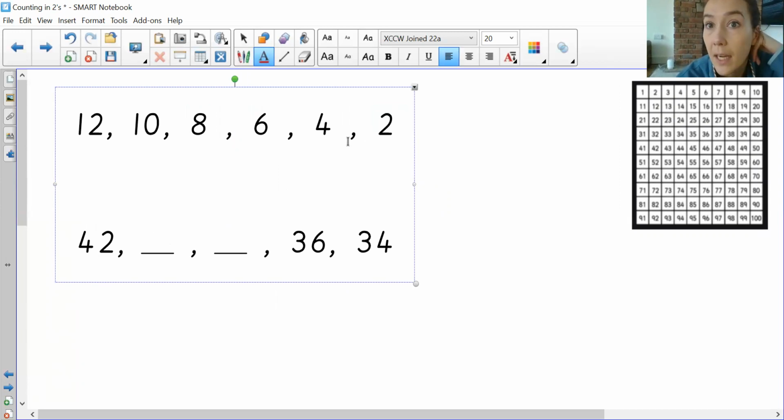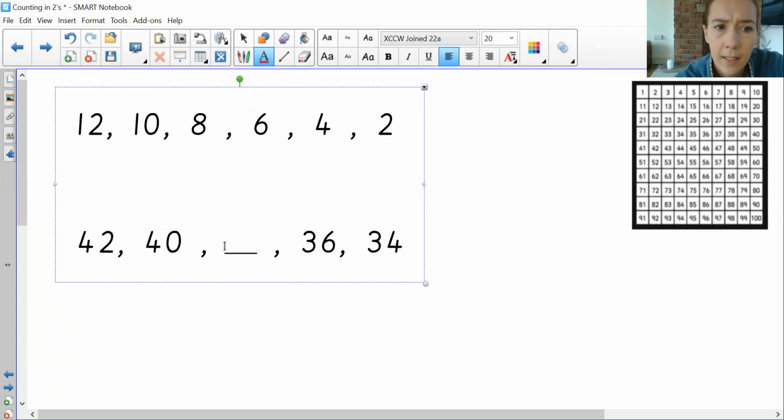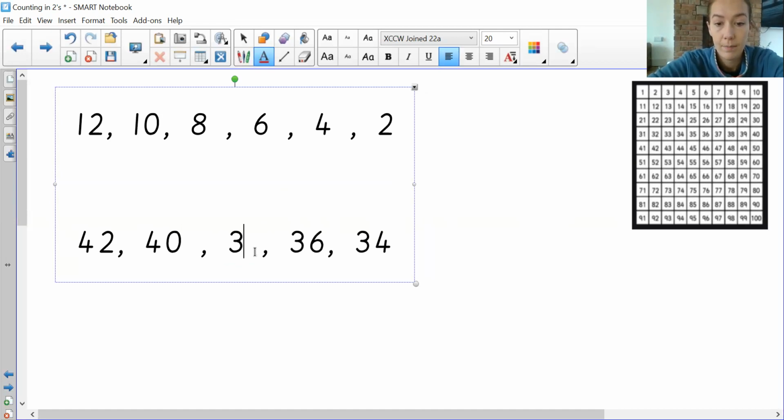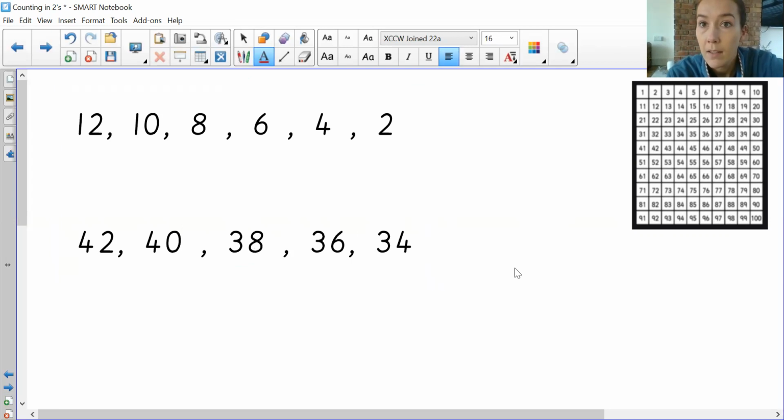If you like, you could count it the opposite way just to check: 2, 4, 6, 8, 10, 12. So you know that that one is correct. Then we've got a bigger sequence with bigger numbers. You've got 42. Think about what's 2 less than 42. Quite easy, because you can just take the ones away. Then 2 less than 40, so 38. Marvellous. Those ones were decreasing.